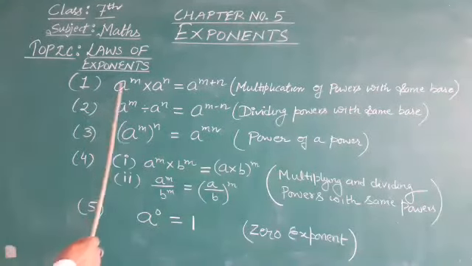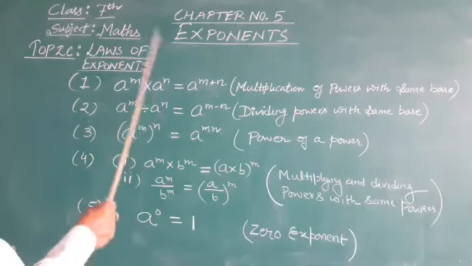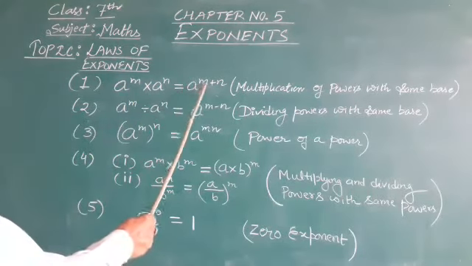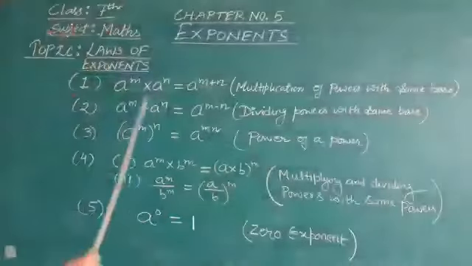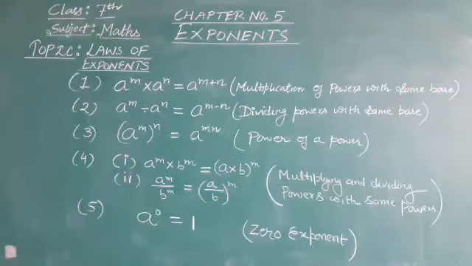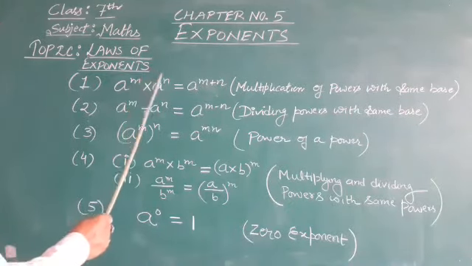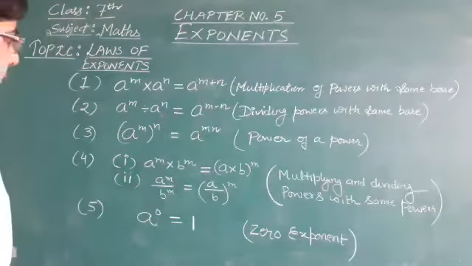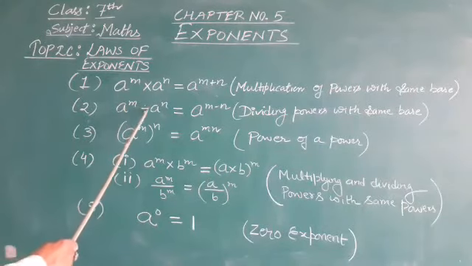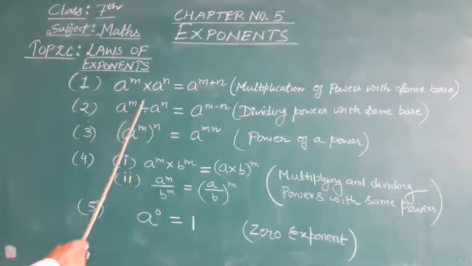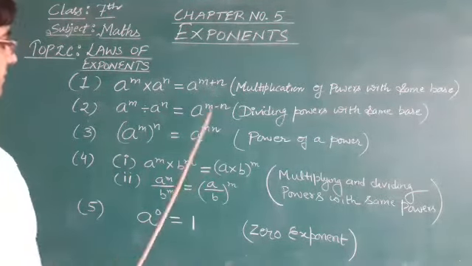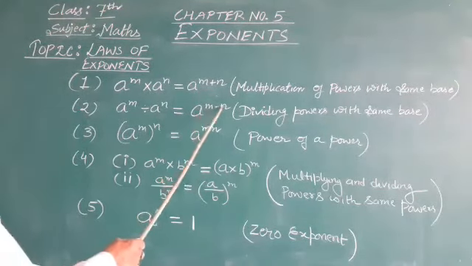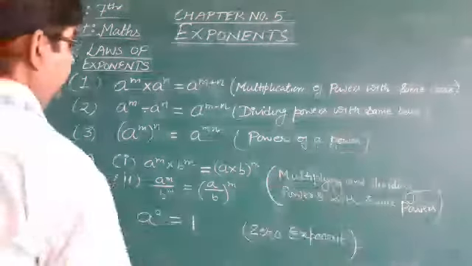Now a to the power m multiplied by a to the power n is equal to a to the power m plus n, which means multiplication of powers with the same base. A and A are the same base, so the powers, or we can say exponents, will get added. Now a to the power m divided by a to the power n: in this case also the bases are the same and the powers are different, so we will subtract their powers or exponents. So the answer will be a to the power m minus n, dividing powers with the same base.